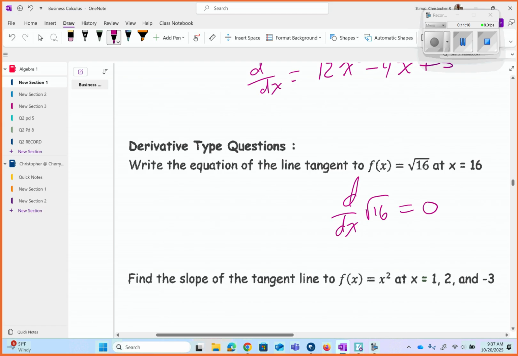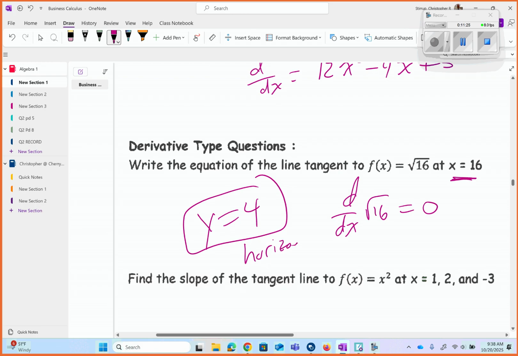So on this particular thing, write the equation of the tangent line here. Well, the tangent line has to be just 4. This is the horizontal line. There's not an x value because technically what this really comes out to is y equals 0x plus 4. 0 times x is just 0.